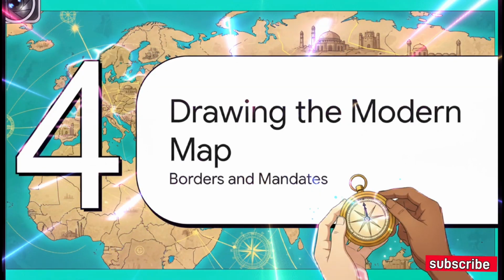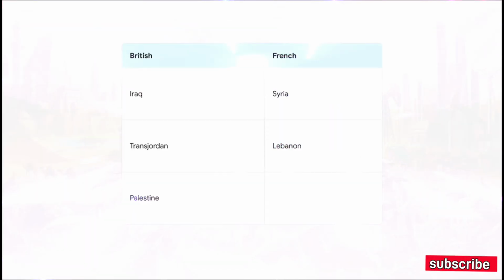Part 4. Drawing the modern map. As we zoom in on the 20th century, we see the collapse of the Ottomans literally drawing the borders of the modern map.